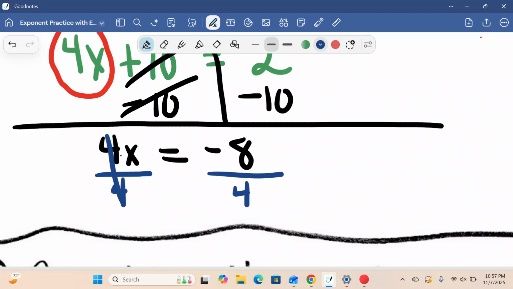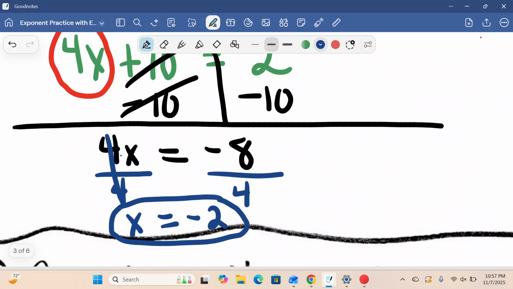4 divided by 4 is 1. 1x equals 2. A negative 8 divided by 4 is going to give me a negative 2. And of course, if you don't know how to divide negative 8 divided by 4, all you do is input it in Desmos, and Desmos will pop out a negative 2.